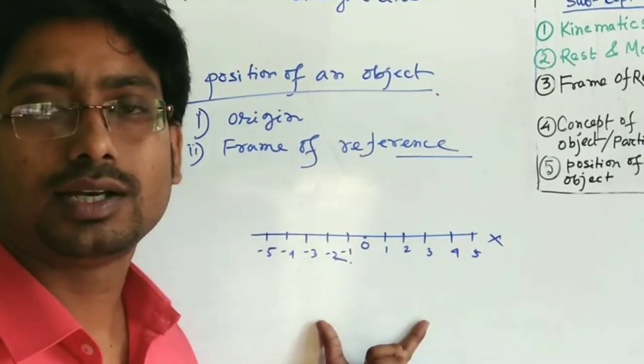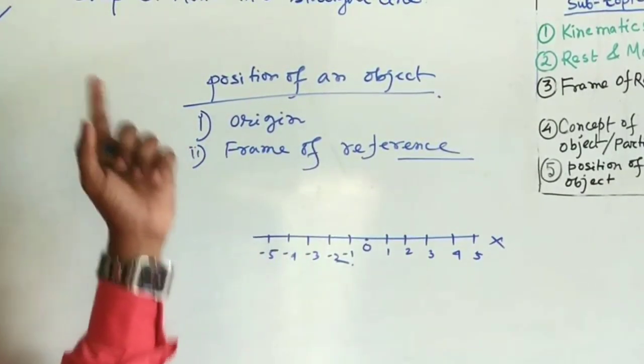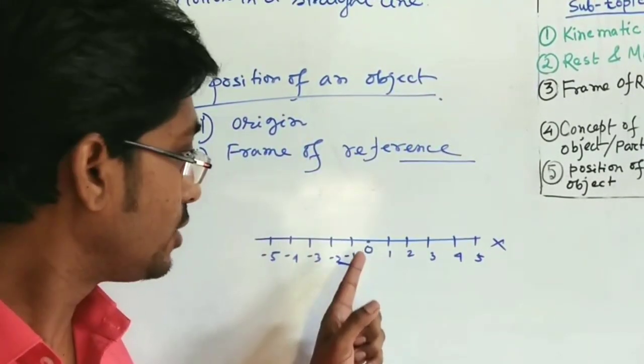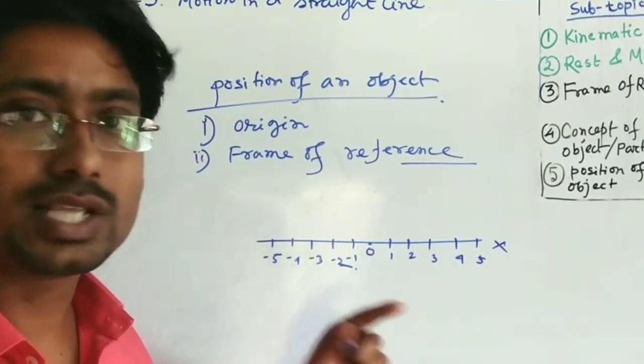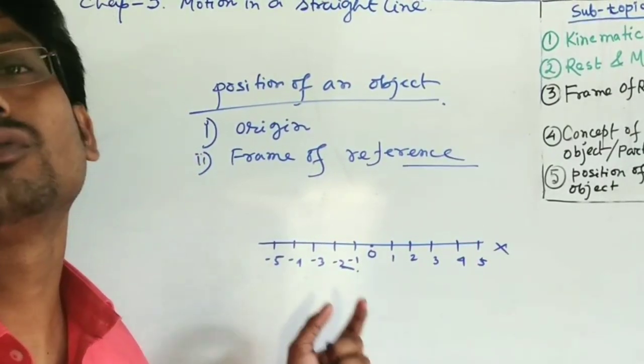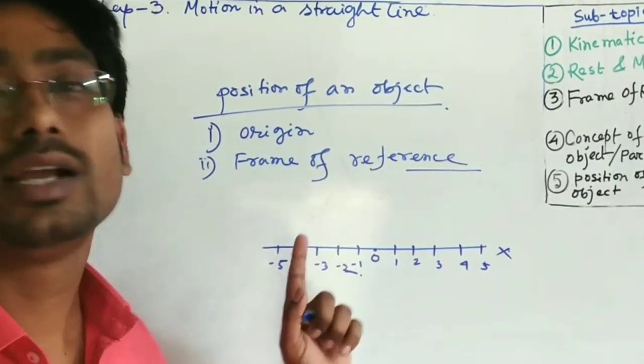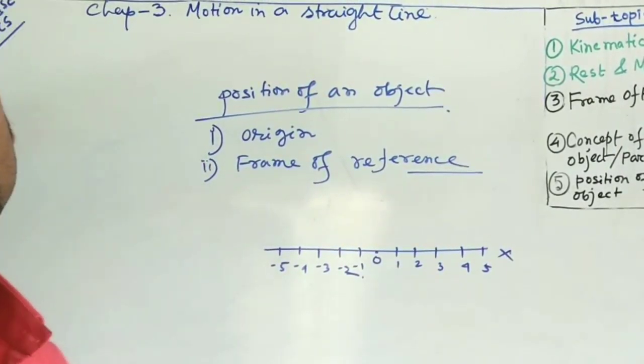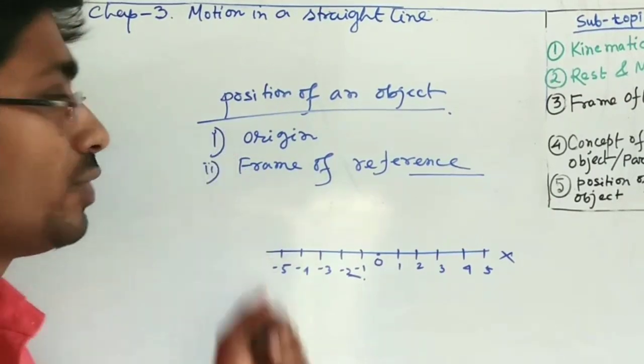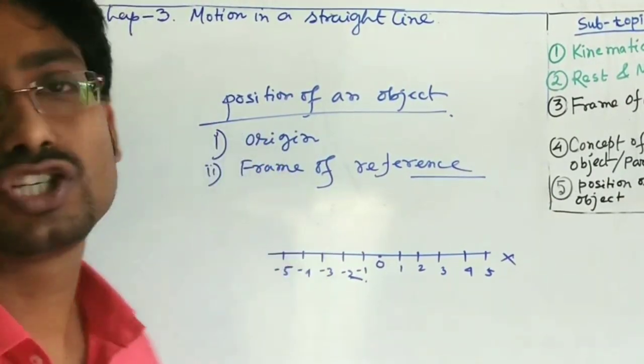So this is actually one dimension. This is the frame of reference, with origin O, and some object is moving in a particular direction along one dimension. We have considered one dimension, so it is either the positive x-axis or the negative x-axis. This way we can locate the position of an object.